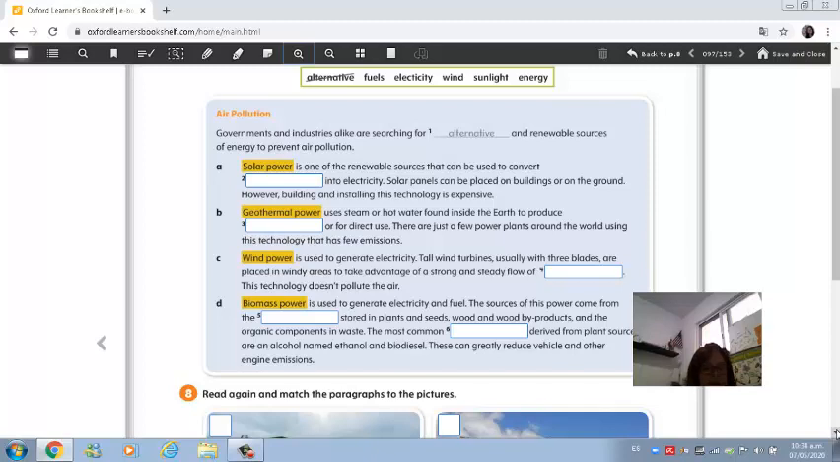D. Biomass power is used to generate electricity and fuel. The sources of this power come from the energy stored in plants and seeds, wood and wood byproducts, and the organic components in waste. The most common fuels derived from plant sources are an alcohol named ethanol and biodiesel. These can greatly reduce vehicle and other engine emissions. Very good.